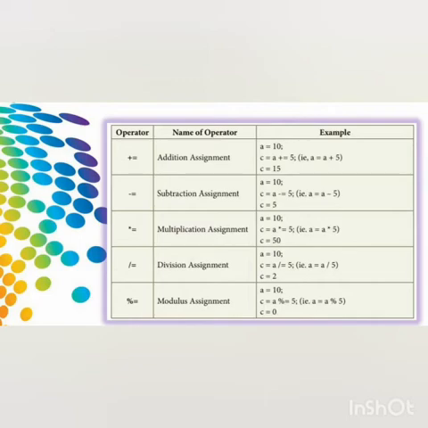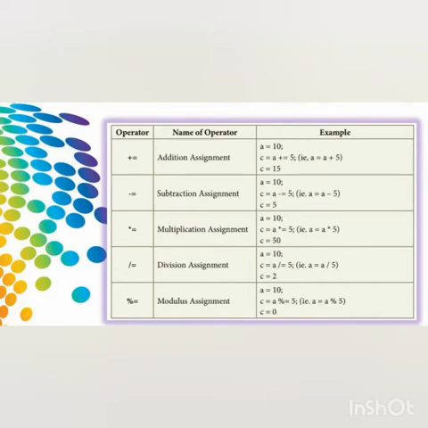Do you understand the concept of the assignment operator? What is the assignment operator? The assignment operator is equal to, and it just copies the value at the right hand side of the operator to the left hand side variable.